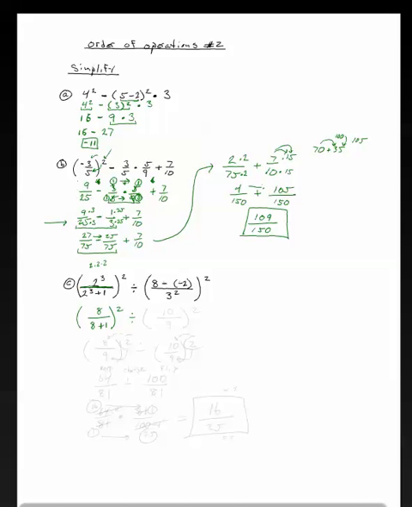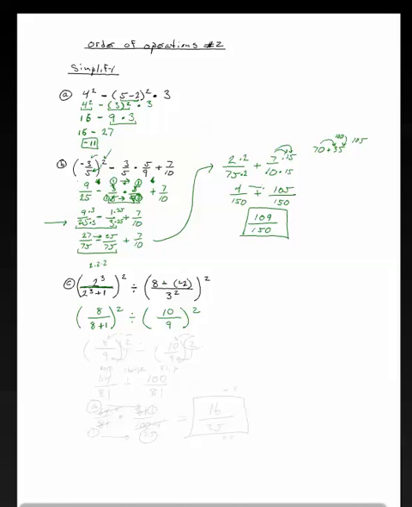Divided by, now here, I've got 8 minus negative 2. So remember, with subtraction of integers, you change subtraction to addition of the opposite. So minus a negative becomes plus a positive. So 8 plus 2 is 10. Over 3 to the power of 2 means 3 times 3, which is 9 to the power of 2.